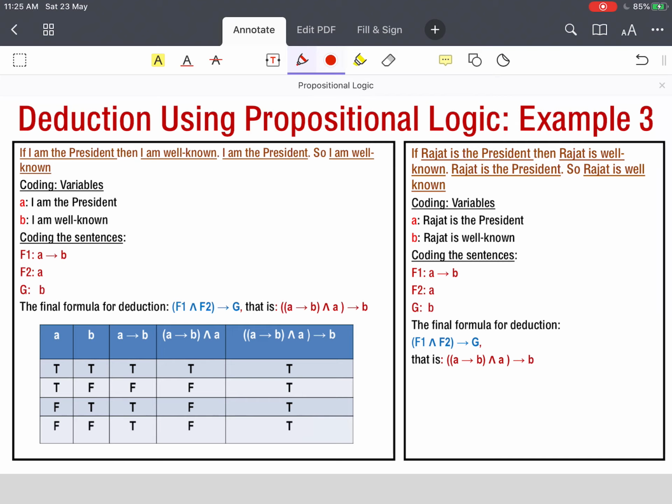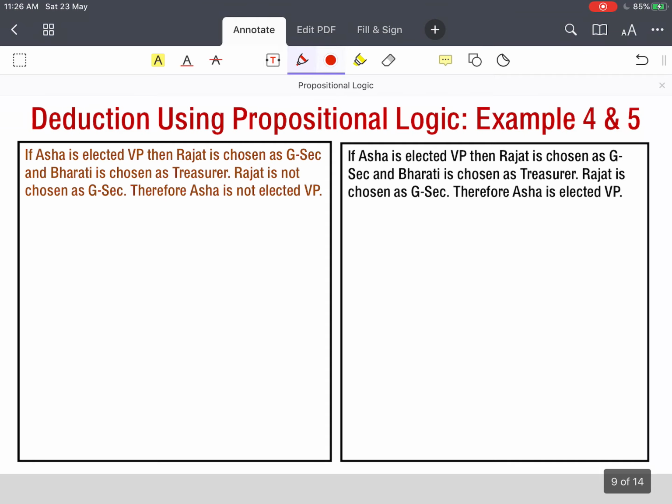Let us look at the third example: if Rajat is the president, then Rajat is well known. Rajat is the president, so Rajat is well known. So we code A as Rajat is the president, B as Rajat is well known. And if we code them, then we see F1 is A implies B, F2 is A, and G is B. And if we code this formula, we notice that both formulae are identical. And it gives us an idea that whatever we had the hunch of, that both are actually the same logic, just I was changed to Rajat, it does not make a difference in the sequence of arguments. It is brought up very clearly to show that these two formulae are also identical under the same naming of variables.